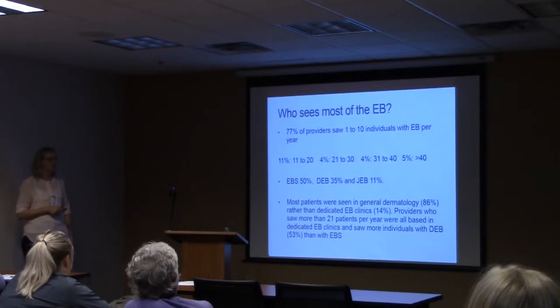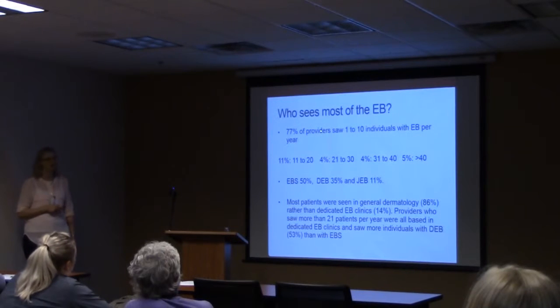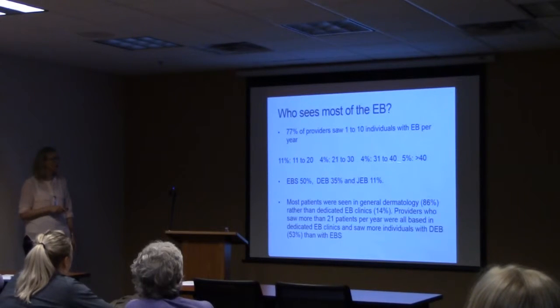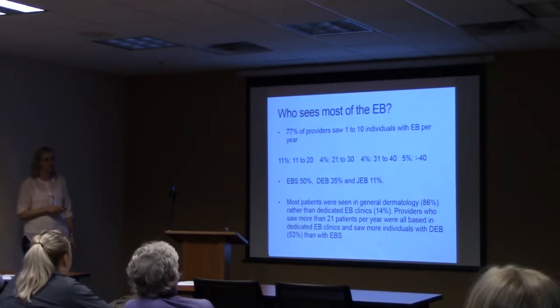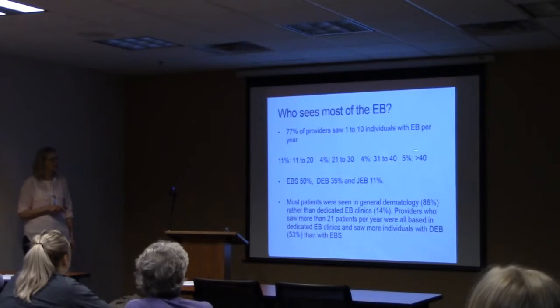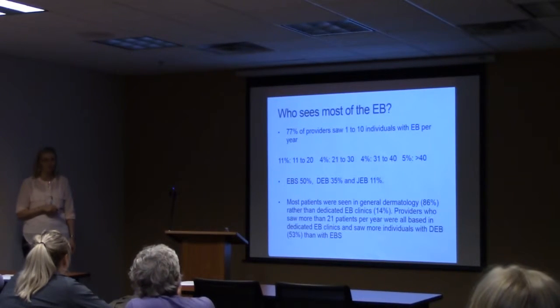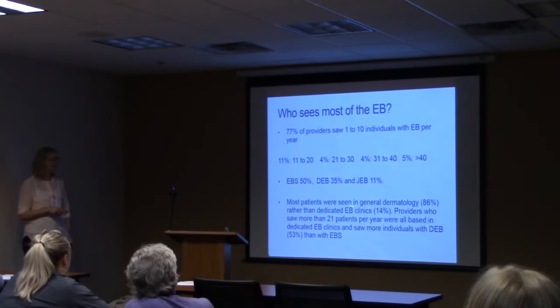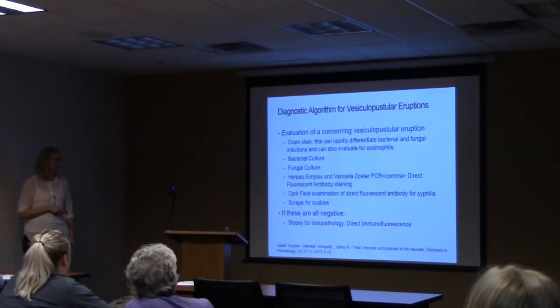And if you look at who sees most of the EB in the country, most providers, and I think this mostly refers to dermatologists, will see about 1 to 10 individuals with EB per year. And for the most part, that's going to be EB simplex, so just the hand-foot blistering. A smaller number will see 20 to 30, and by the time you're getting to more than 40 patients, that's 5%. So we are in the 5% of the country because we see more than 40 patients per year. And most patients are not seen in dedicated EB clinics, but I hope that changes over time.